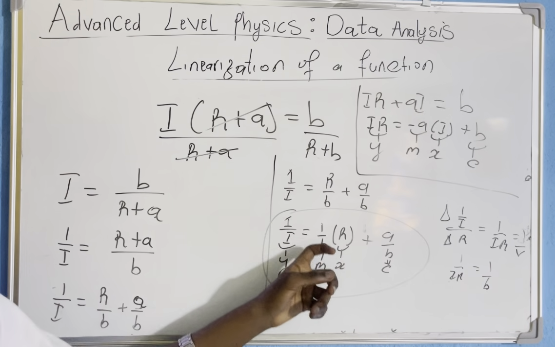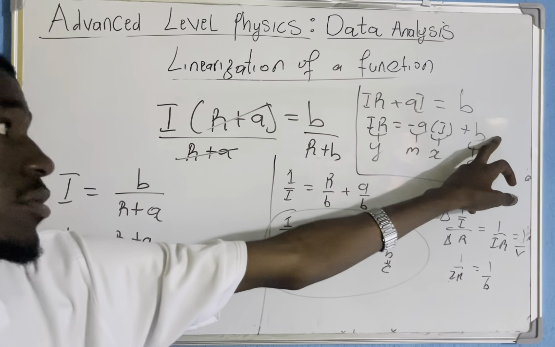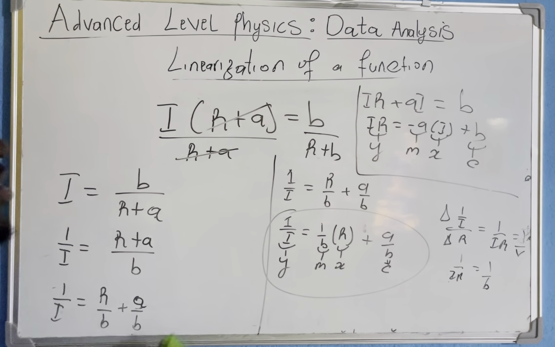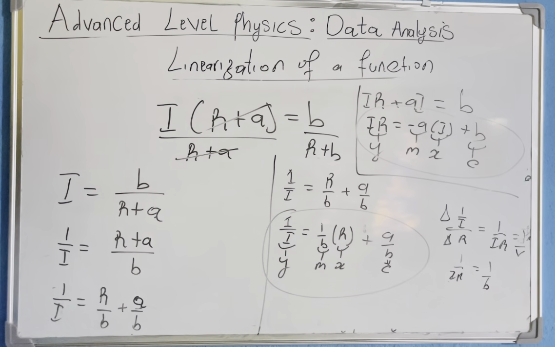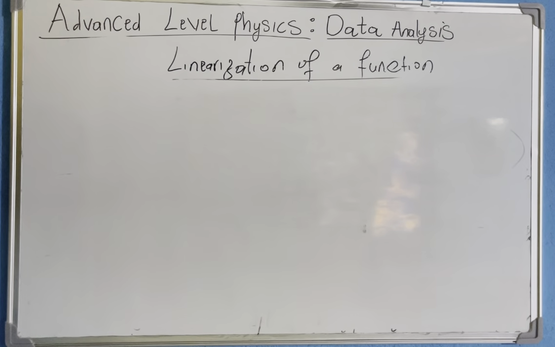Are you seeing? When you use here, you have B, which is your y-intercept, which will give you the unit of voltage. You have gradient here, which is 1 over B. When you find B, you also get the unit of voltage. They are the same thing. So if you are having any of these linearizations, you are correct. That is good. Let's go to the last linearization I want us to do.